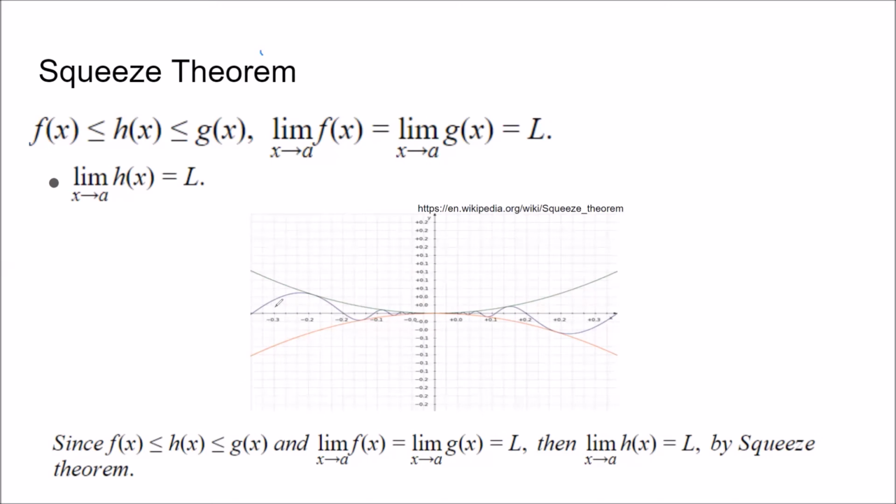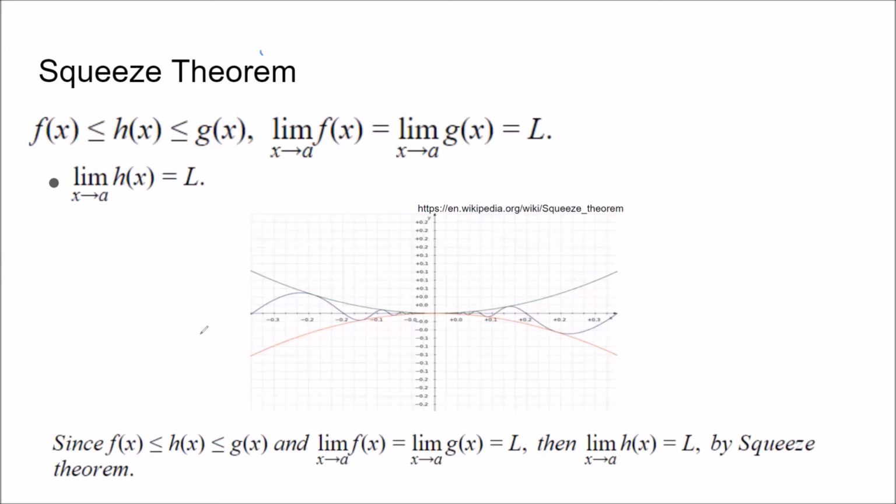Let's take a look at this graph here. Let this blue line represent h of x, this red one represent f of x, and the green one represent g of x. We can tell that when x equals 0, both g of x and f of x converge at 0. And since the function is squeezed between these two, it must also converge at that same value when x is equal to 0.